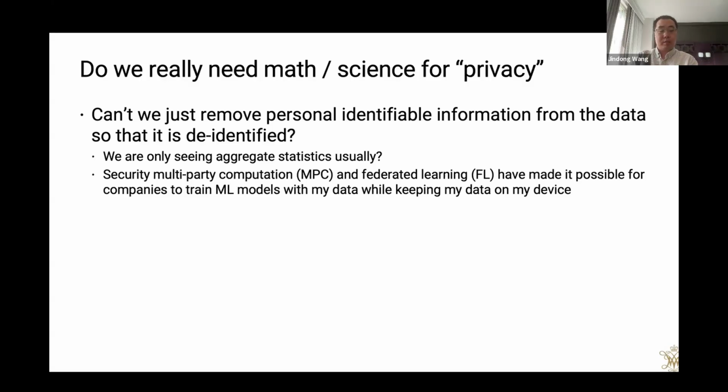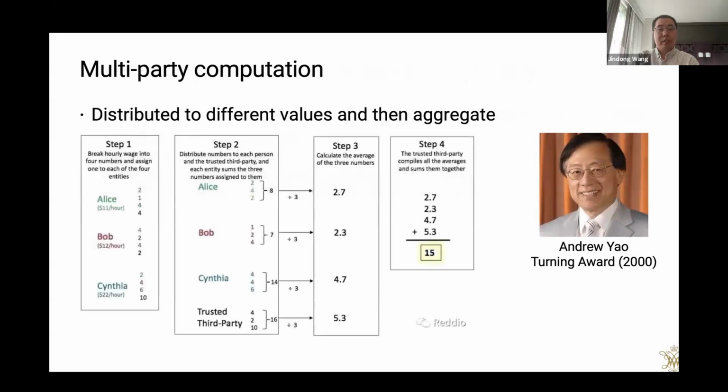And secondly, there is secure multi-party computation, or MPC. You perhaps have heard of this word. And federated learning, which stands for FL, has made it possible for big companies to train machine learning models with my data while keeping my data on my device. They don't directly access your information on the cloud, but they can still collect enough information to help them train the model. So these two possible solutions may suffice, but it turns out some bad things could happen. We'll talk about that later.